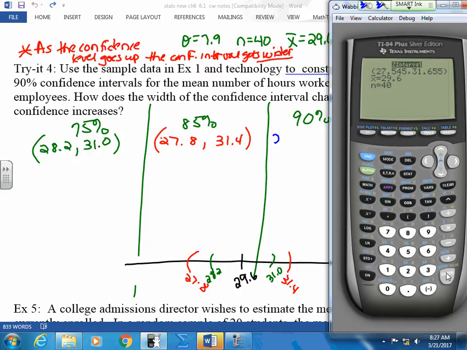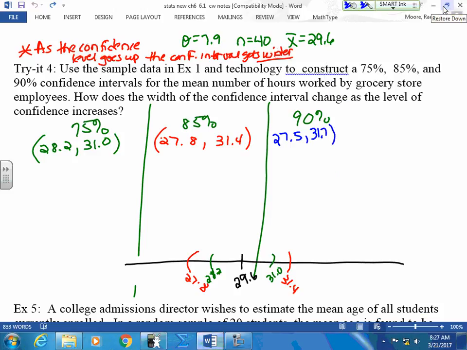So let's put this in blue. I got 27 point, what should I round this to? 5, good. To 31 point what? Good. Take this off here. So 27.5, a little bit out here. And 31.7, a little bit out here.